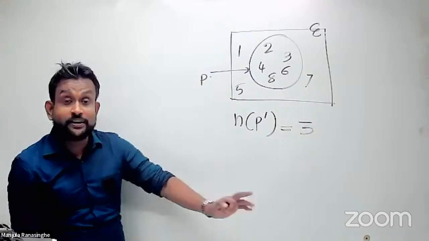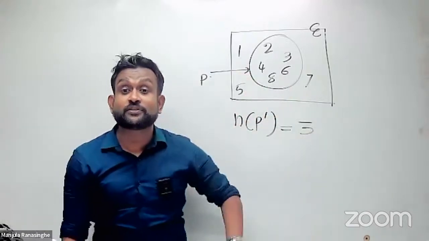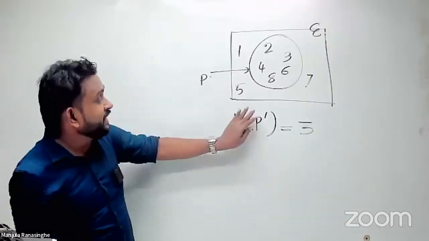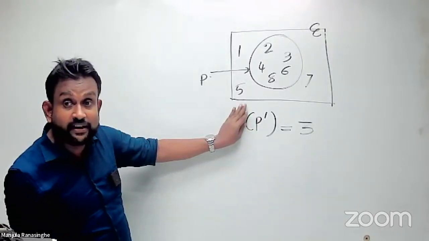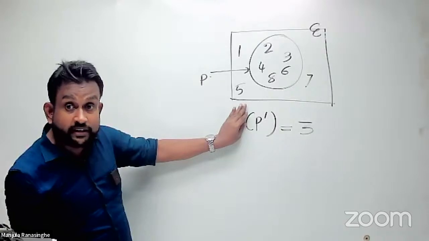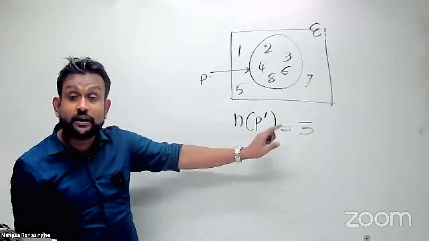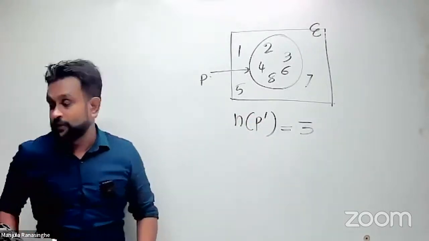But if you have written 1, 5, 7 within the curly brackets, that is not given the marks, because that is the P dash set. If they ask for the P dash set, what is the answer? Within curly brackets, 1 comma 5 comma 7. But here, for n(P dash), how many elements are there? N means the number of elements. Okay.